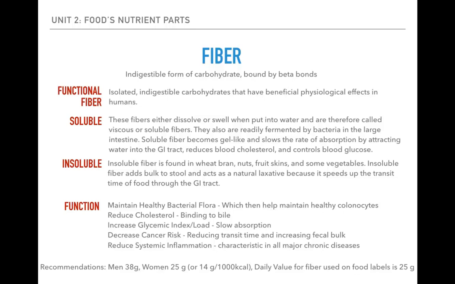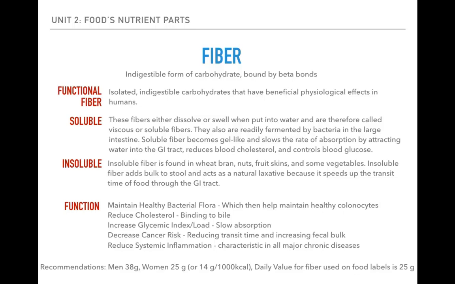These remain intact all the way through the small intestine, and they make their way into the large intestine. And they can actually feed our beneficial bacteria, and that gives them a major role in our diets. The book describes functional fiber as this isolated indigestible carbohydrate that has beneficial effects on humans. And this is really split into two different forms, soluble fiber and insoluble fiber.